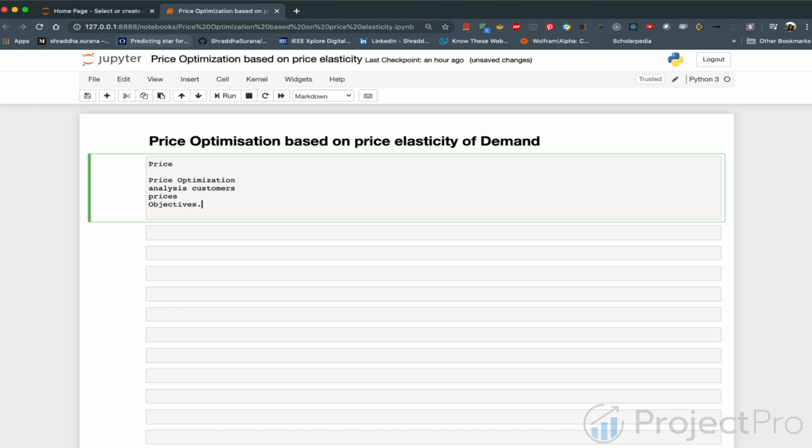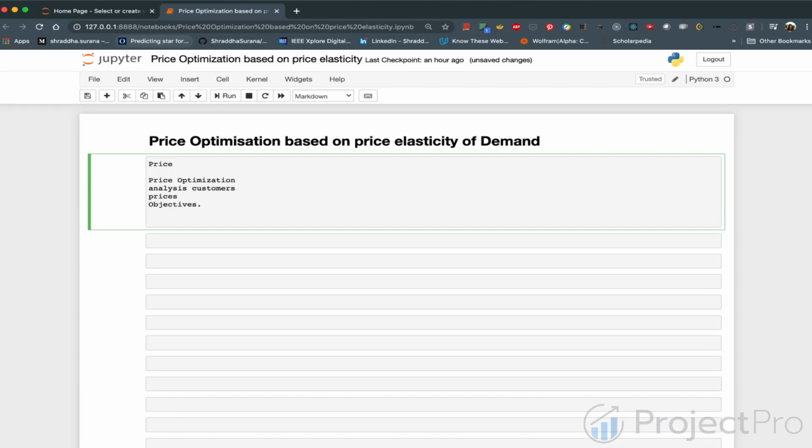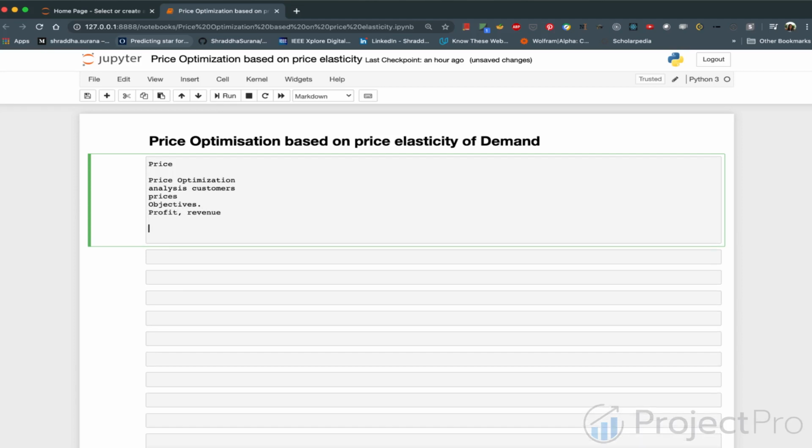Now, these objectives can be different. Some of these objectives could be to get more profit or get more revenue. And there could be other objectives of the company. Depending on what is the intention, the data that is used to come up with these prices can vary a lot. It could be survey data, it could be any other data or the previous sales data.